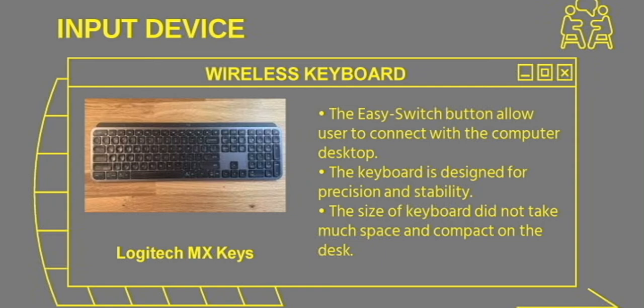The first input device is a wireless keyboard. We choose the Logitech MX Keys for Ruby Record Center because this keyboard has one feature, which is an easy-switch button that allows the user to connect with the computer desktop. The keyboard is designed for precision and stability. The enhancement of the key stability minimizes noise and improves response when the user types. The keyboard does not take much space and is compact on the desk.